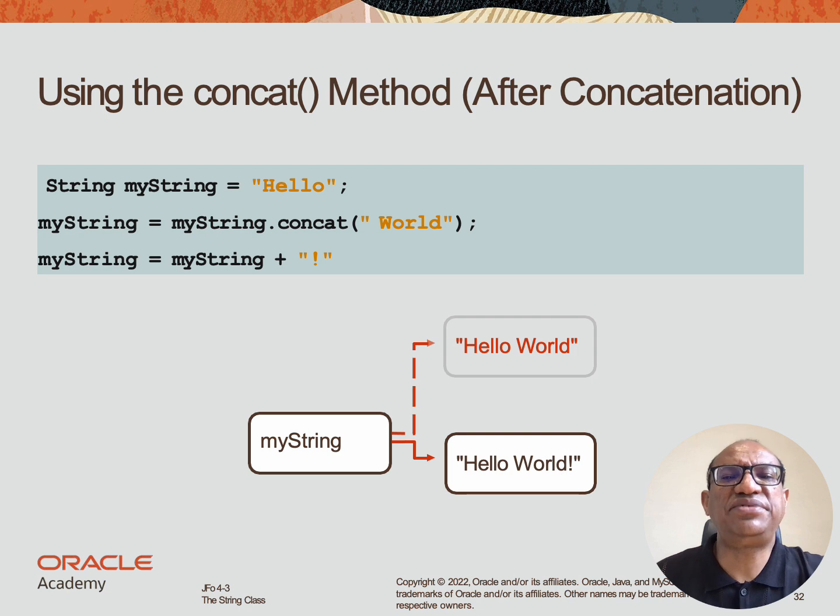In this example, after the concat method is called, a new object, hello world, is created and the reference for this object is assigned to myString. Finally, on concatenating another string, this time using the concatenation operator, the same thing happens again. A new object, hello world with exclamation mark, is created and the reference for this object is assigned to myString.